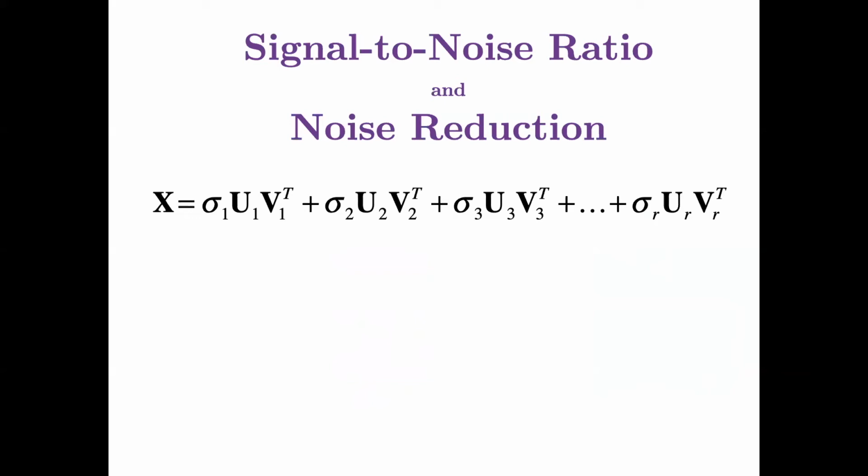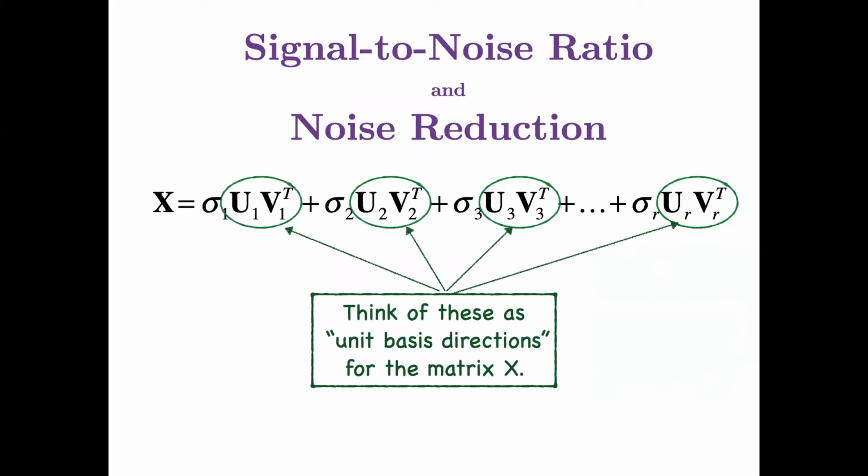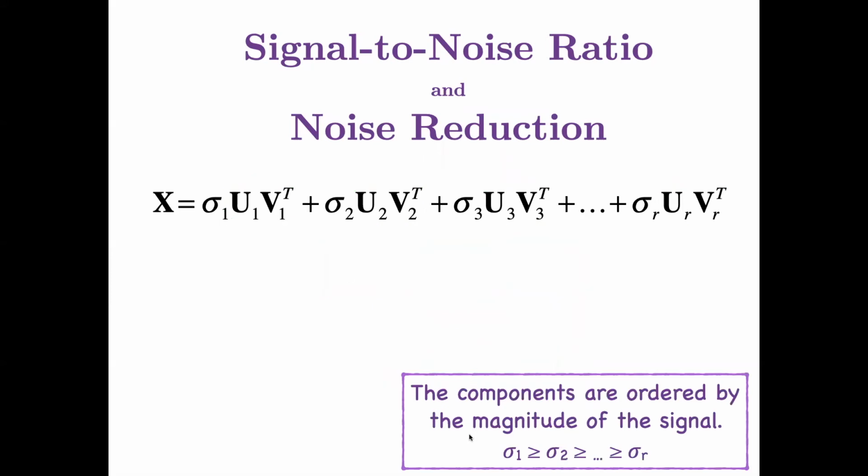Now, this is going to be a little bit loose on the intuition, but I need you to bear with me. What I want you to do is think about these components here as being like basis directions. They're like basis matrices. You can actually view this as a coordinate basis representation for the entire matrix X, where the sigmas are the coordinates and these U1, V1 transpose are these basis directions. Now they are matrix basis directions. And the components are ordered by the magnitude of the signal. So the amount of X that is pointed in this direction is sigma 1, and that is the greatest amount of X pointed in any direction.